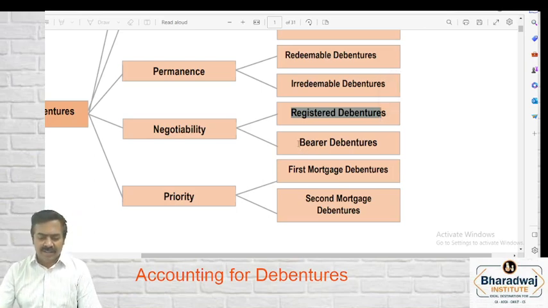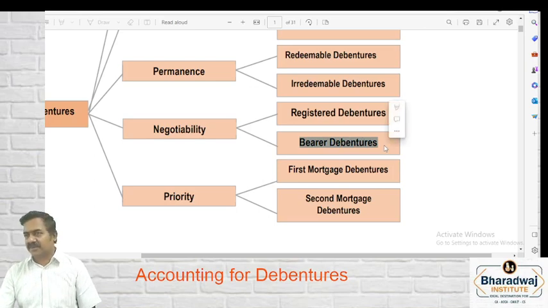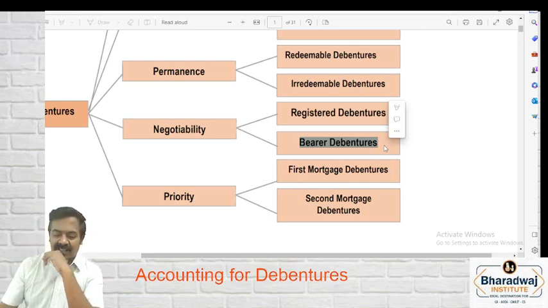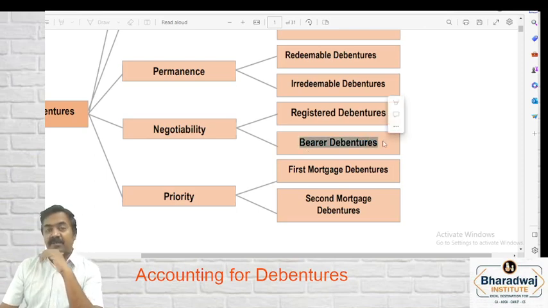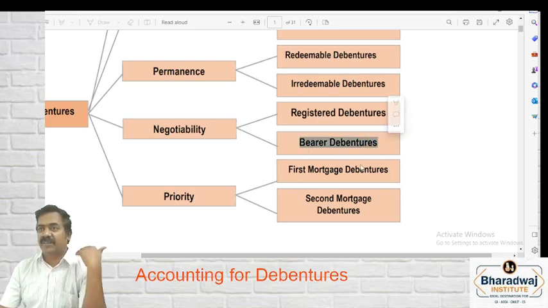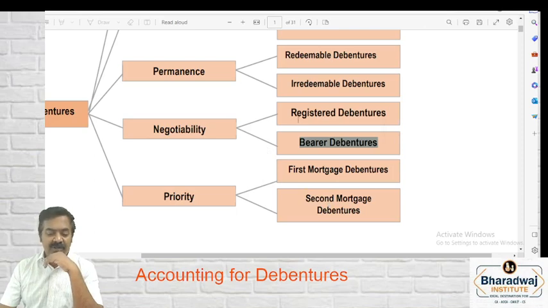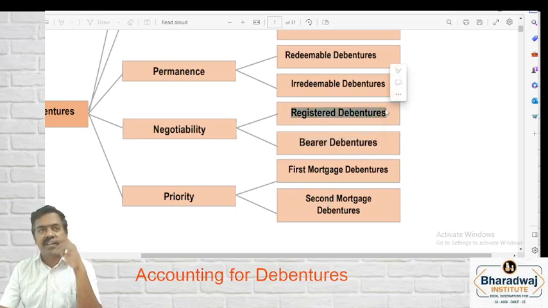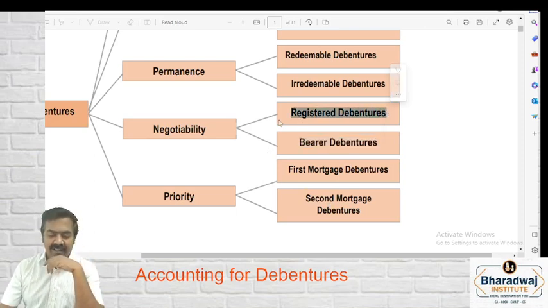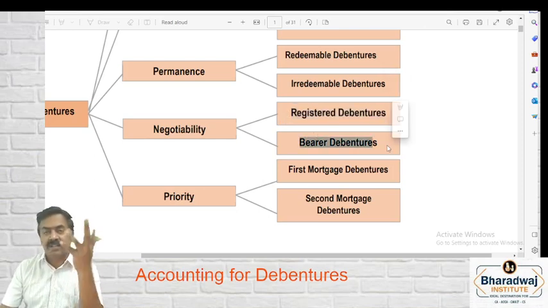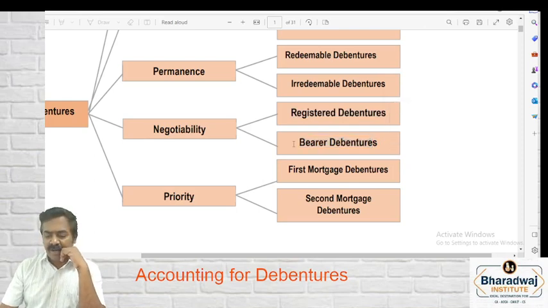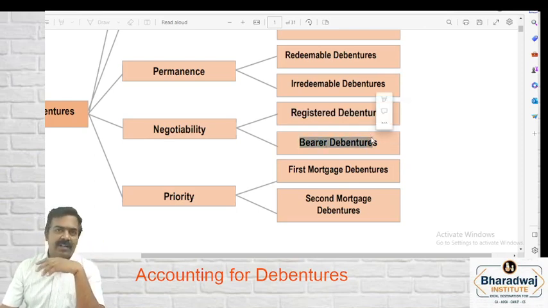What is the next one? Bearer debenture, like a currency note. Whoever is holding the debenture becomes the owner of the debenture. Which one is risky? Bearer debenture is risky because fake debentures may come. You cannot verify whether it is original or not. Very difficult to verify. But registered debentures are what? Very viable with the company. Records will be available. The debenture holders' list will be available with the company, but for bearer debentures it will not be available. So bearer debentures, practically, are not issued.